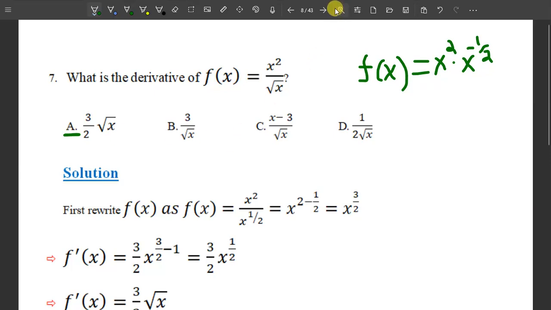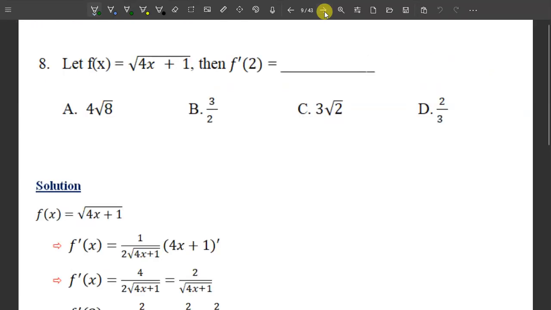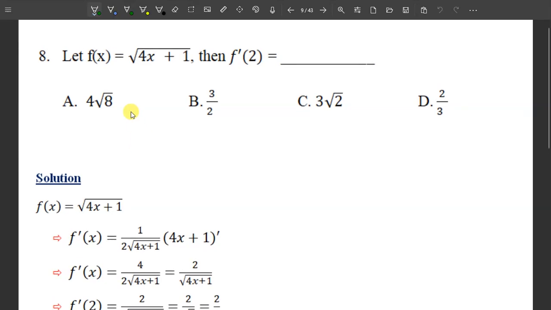So far, we have just seen a very introductory introduction of integration, and therefore they are very simple. Now we will see more complex examples. Here is example number 8. It says, let f of x be equal to the square root of 4x plus 1. Then, what is the value of f prime of 2? That is what the question says.